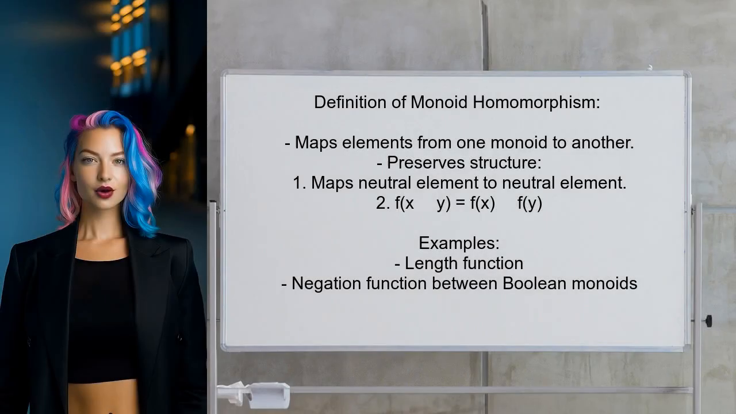They further define a monoid homomorphism as a function that maps elements from one monoid to another while preserving their structure. This includes mapping the neutral element of the first monoid to the neutral element of the second, and ensuring that the operation results are consistent across both monoids.